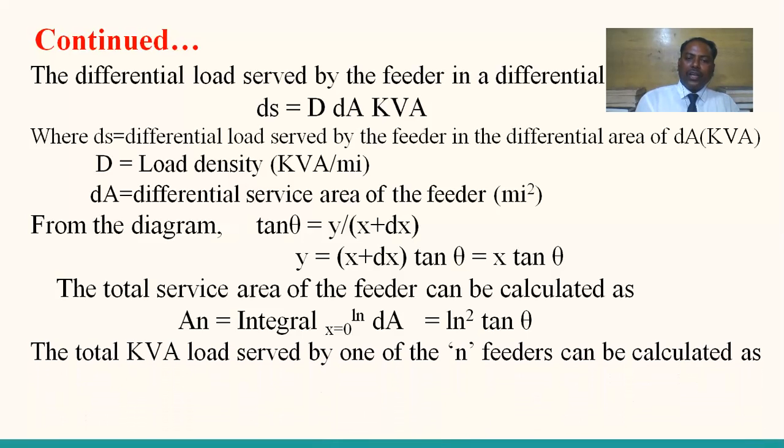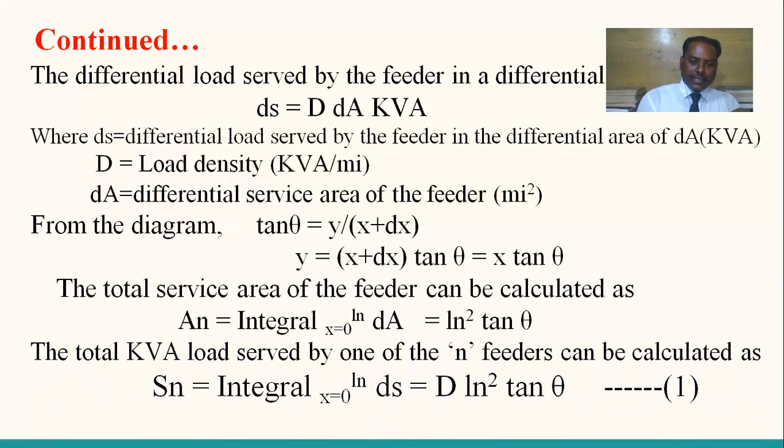So the total kVA load served by one of the n feeders can be calculated as Sn. How many feeders in total? N feeders. So out of n feeders, only one feeder's evaluation has to be done here. So Sn is equal to the integral, same thing here, integral x equal to 0 to ln of d ds. Already An is directly written, which is equal to ln square tan theta. Sn is the density into area, so that is the reason it should be multiplied with d into the area, ln square tan theta. This is equation number 1.